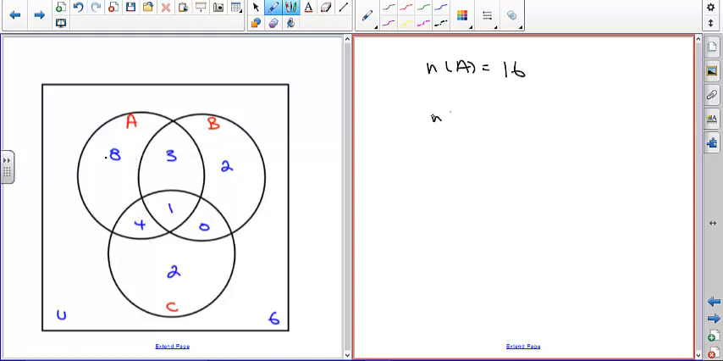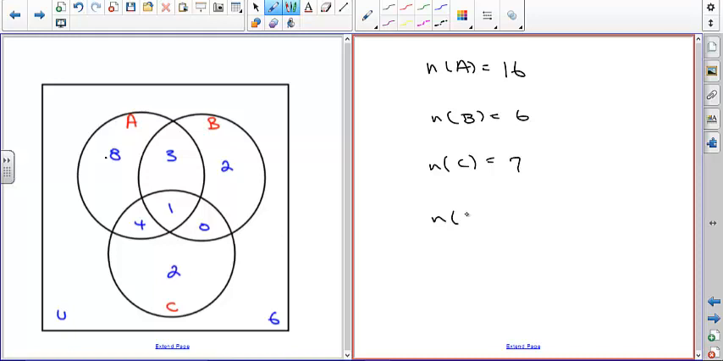And if I asked you the number of elements in set B, it consists of these 4 different shapes. So the number of elements in set B is going to be 3 plus 2 plus 0 plus 1, which is 6. And the number of elements in set C, here's set C, it's this circle. So it consists of these 4 pieces: 4 plus 1 plus 0 plus 2, which is 7.